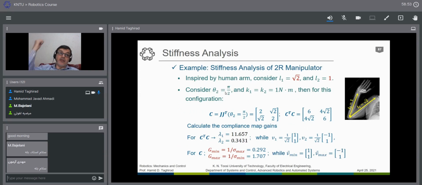We have a perpendicular arm. And if we have a perpendicular arm, consider K1 and K2 equal to 1, just to consider the general concept. Of course, this could be 100, could be 1,000, it could be anything, depending on the stiffness that we have at each joint. Then the C, if K1 and K2 are equal to 1, the compliance matrix at this configuration would be JJ transpose. And you see that JJ transpose is this.